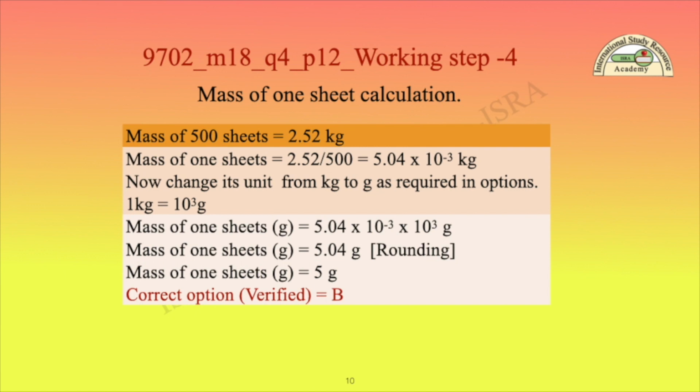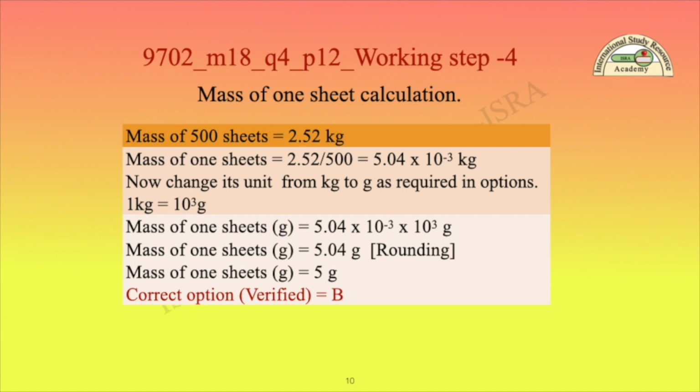Working step 4. Mass of one sheet calculation. Mass of 500 sheets is equal to 2.52 kg. Mass of one sheet is equal to 2.52 over 500, which is equal to 5.04 times 10 raised to the power minus 3 kg. Now change its unit from kg to gram as required in options.